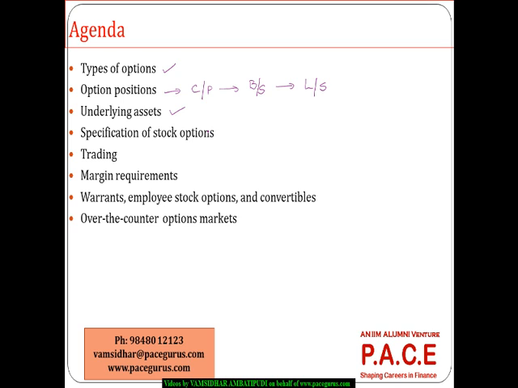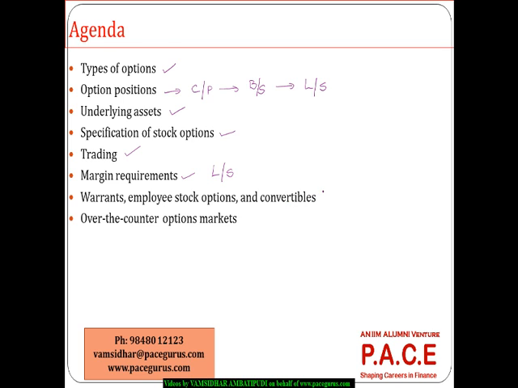What are the different kinds of underlying assets associated with options? The key specifications that go with the stock option, just like the way we have looked at the specifications associated with futures. Then some important aspects regarding the trading of options. We will look at the margin requirements. What is the margin that needs to be deposited by the long positions as well as the short positions?